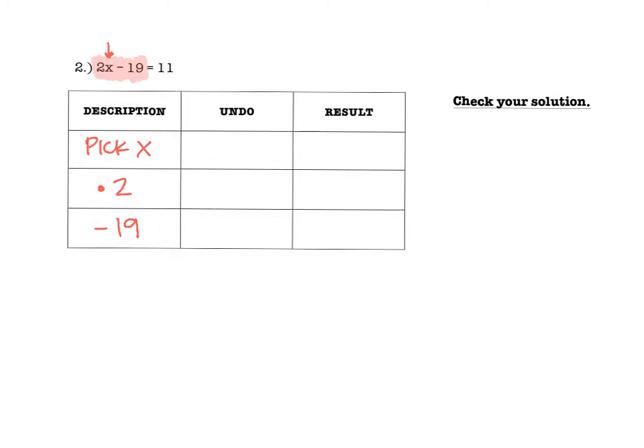All right, now I'm going to move over to the undo column. How do I undo subtraction? That would be addition, so I would add 19. And to undo multiplication, I would divide. So I'm going to divide by 2, and that will give me what x equals.